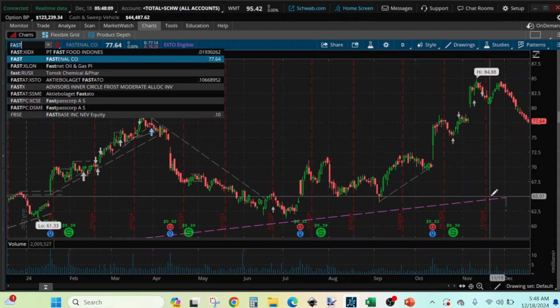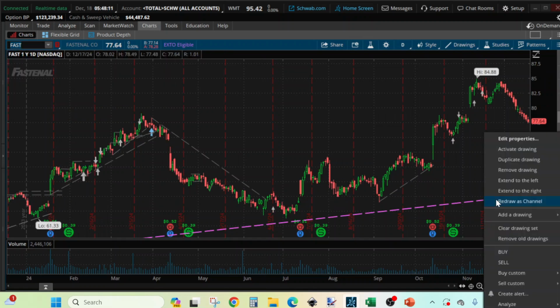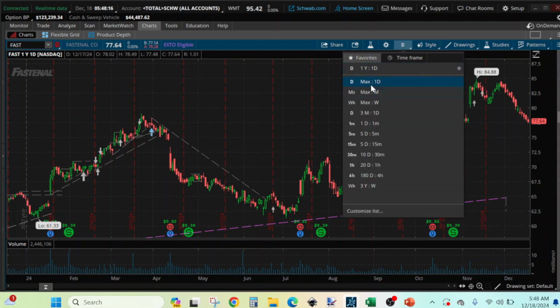First, we like to buy it on this trend line. I'm not even seeing what it's connecting to. It's more than 1 year old. Let's go to maximum daily chart here.